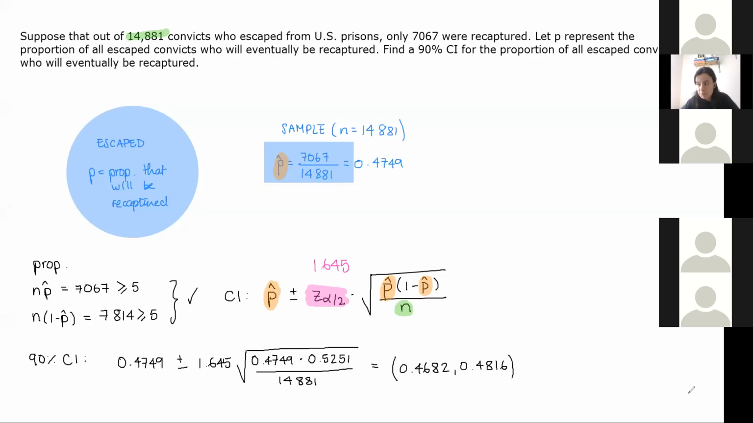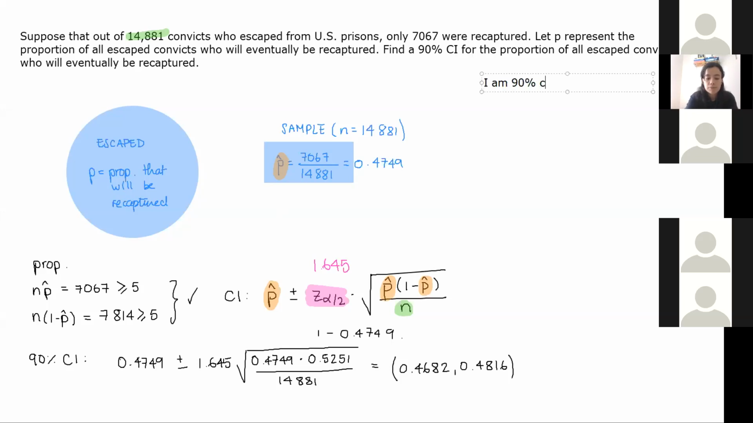Questions, comments, anything? I have a question. What's up? I don't know where you got the 0.5251 from. Oh, that's just 1 minus 0.47. So this is 1 minus 0.4749. Okay.